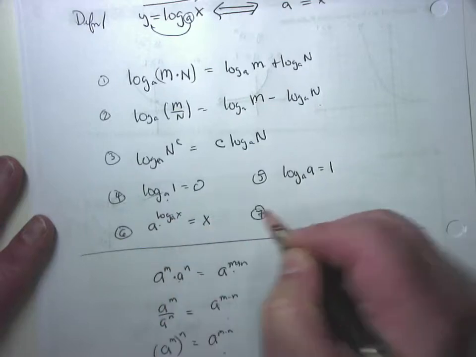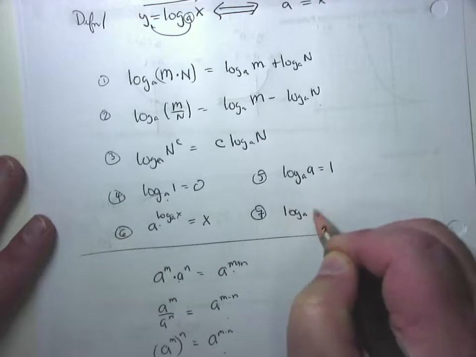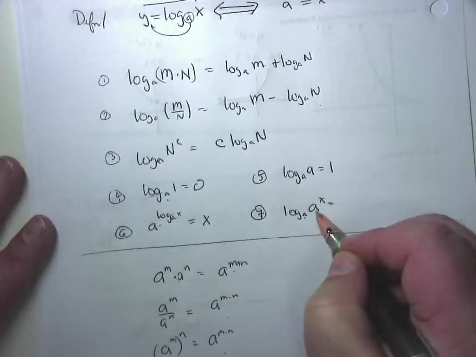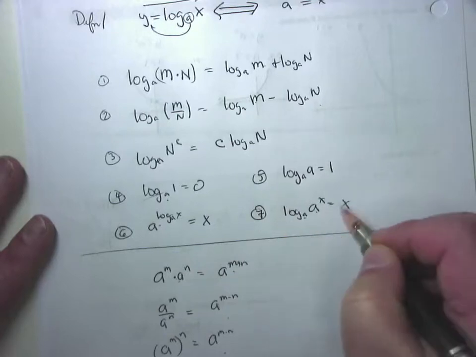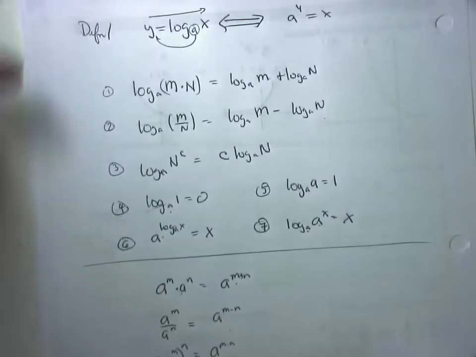And similarly, property number 7, you have this: log base a of a raised to the x. As long as the base on the log and the base on the exponential are the same, they're going to cancel, and you're left with x. These are the 7 properties of logarithms with the definition. Okay?